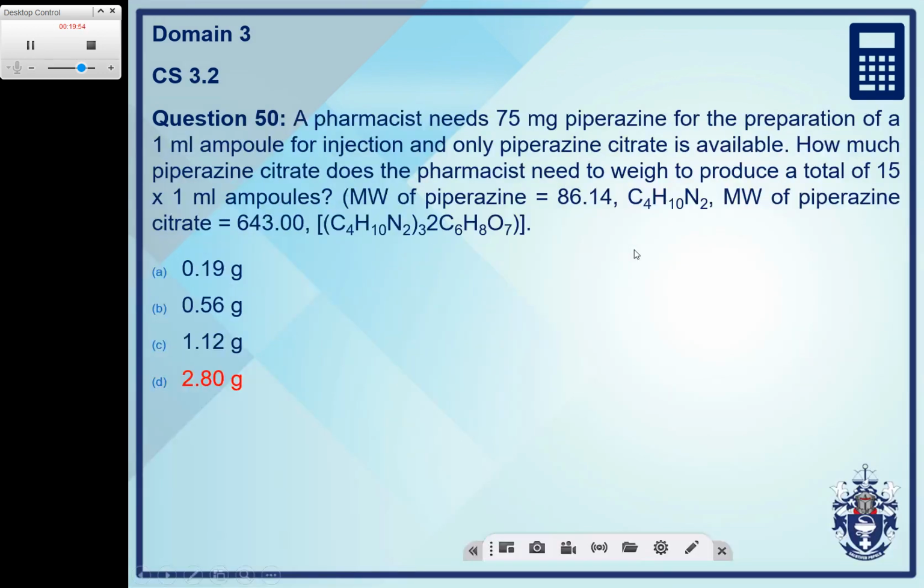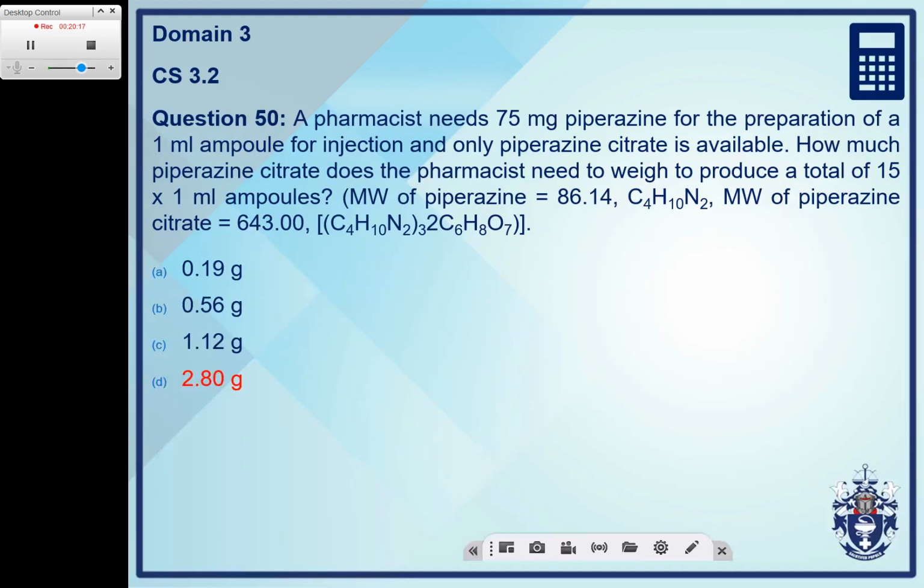Let's move to the next question. This question will be on domain 3, supply of medicines and medical devices, and it's from Competency Standard 3.2, Supply Chain Management. Let's start off with reading the question.